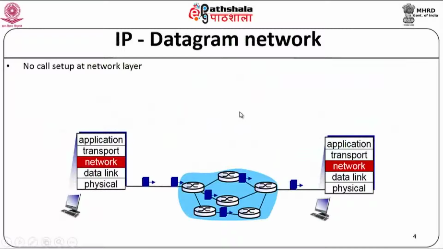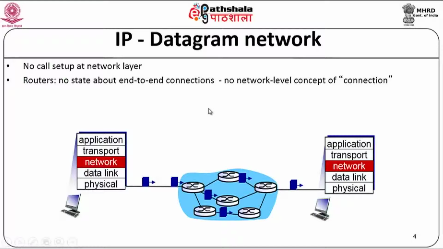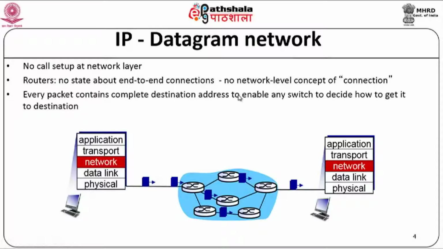As we said, the IP protocol is datagram based, so it is a datagram network that we are talking about when we talk of an IP network. There is no call setup at the network layer. Routers do not maintain any state about end-to-end connections. Each packet is treated individually, and there is no network level concept of a connection. Every packet therefore carries complete information, that is the full destination address, so that it can be forwarded from the source to the destination through the various routers. At one end we send datagrams, the network is responsible for sending them to the destination, and all the destination has to do is receive the datagrams at the network layer. This is what is expected.